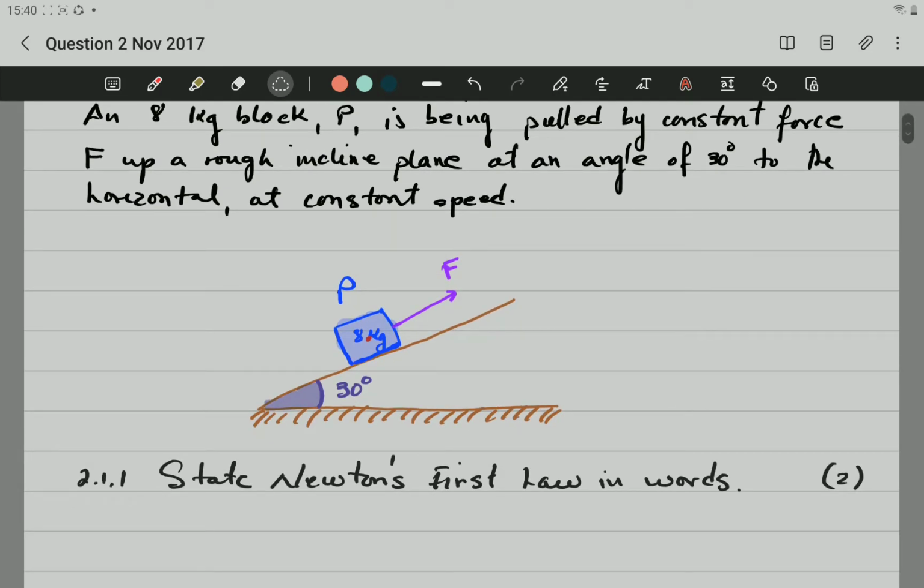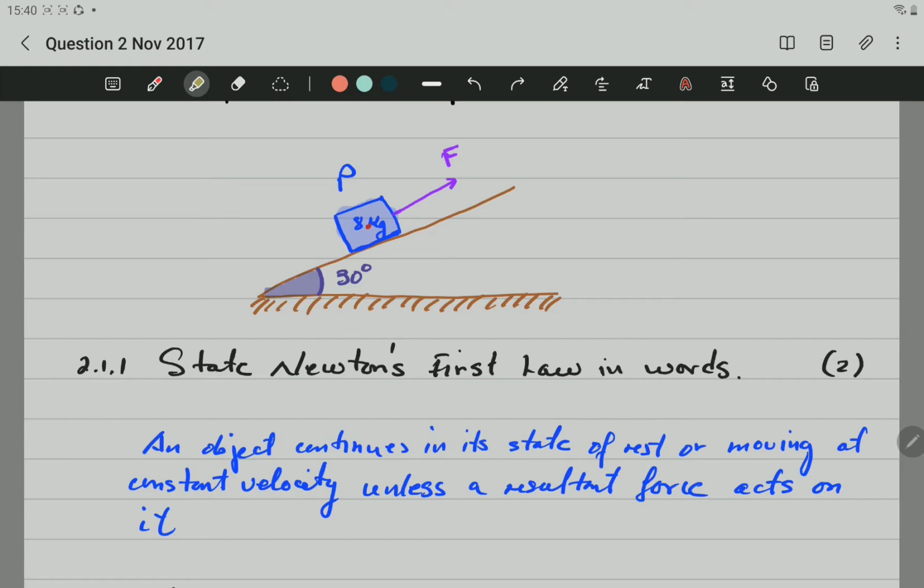Then 2.1.1 says state Newton's first law in words. So what does this law state? An object continues in a state of rest, that is the first important thing, or moving at constant velocity. Velocity must be constant unless a resultant net force acts on it. There are 2 marks for stating the definition. Okay, let's go to question 2.1.2. I hope this is clear. It's just stating the law.